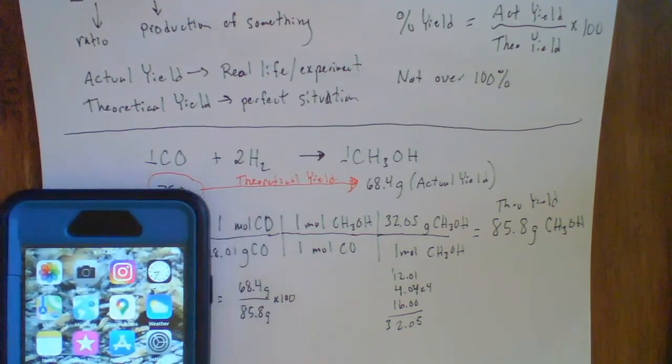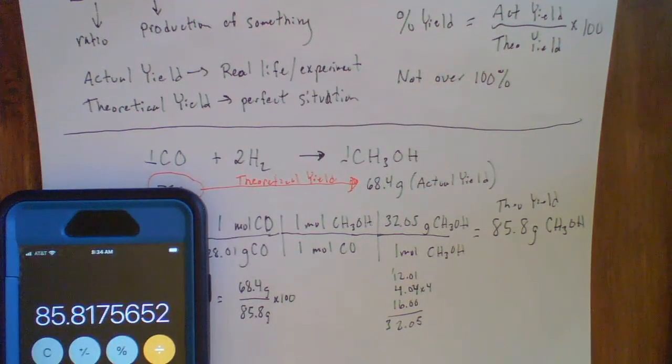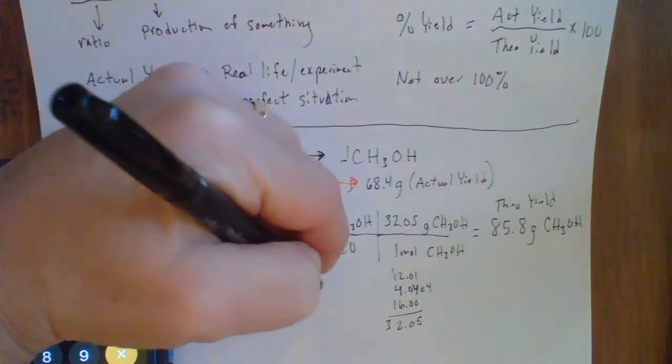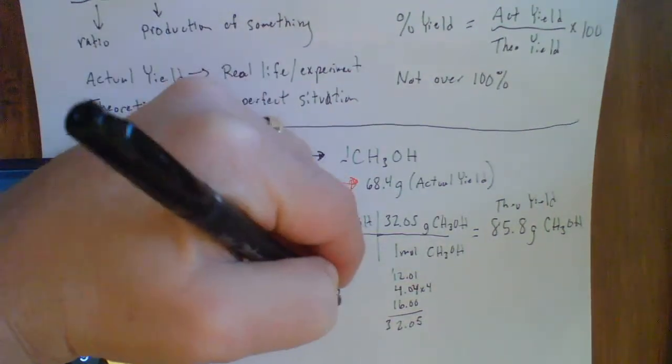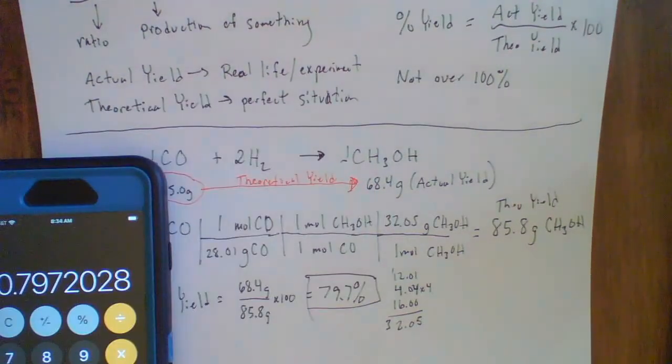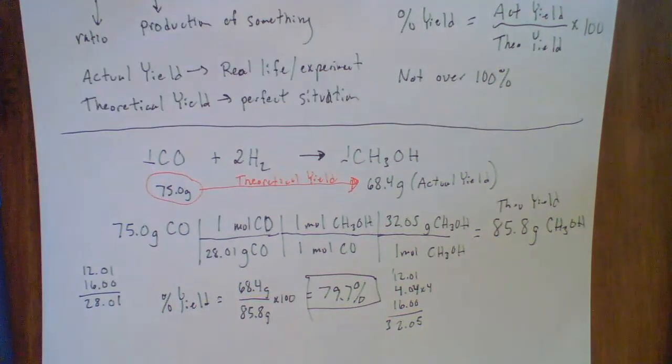So back to our calculator here. We've got our 68.4 divided by our 85.8. We times that by 100. So this is going to be a 79.7% yield. Okay, so that's the way we set up and do that percent yield problem.